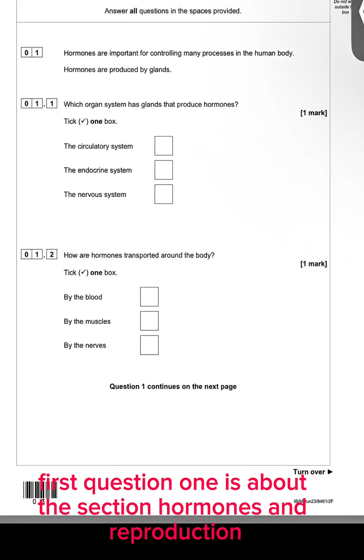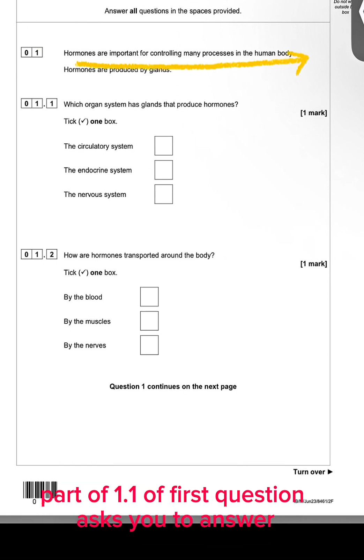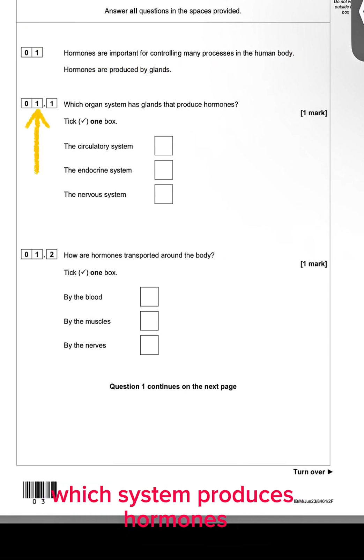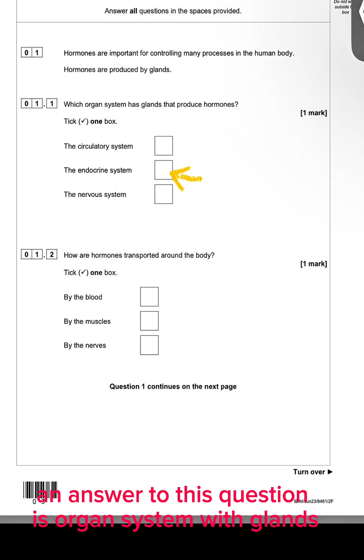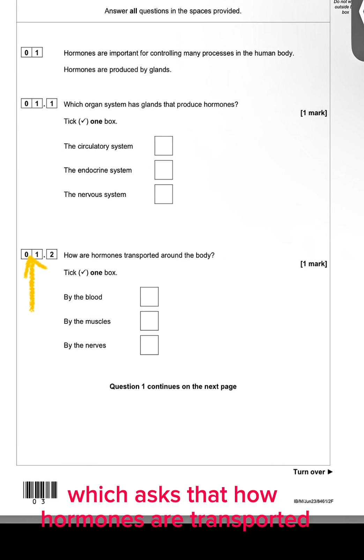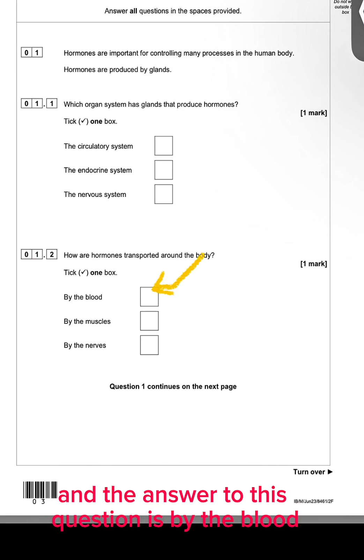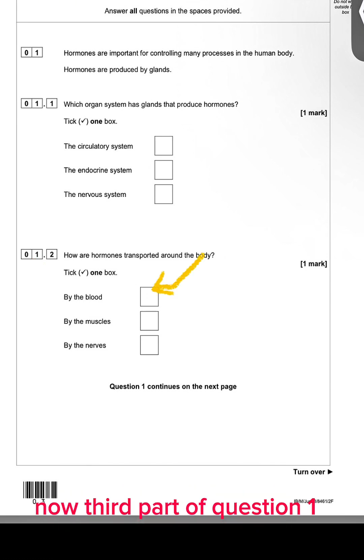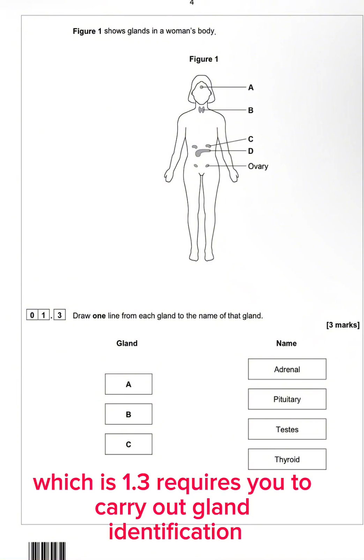Question 1 is about the section hormones and reproduction. Part 1.1 of the first question asks which system produces hormones. The answer to this question is the organ system with glands, the endocrine system. Let's move on to the next part, 1.2, which asks how hormones are transported, and the answer to this question is by the blood.